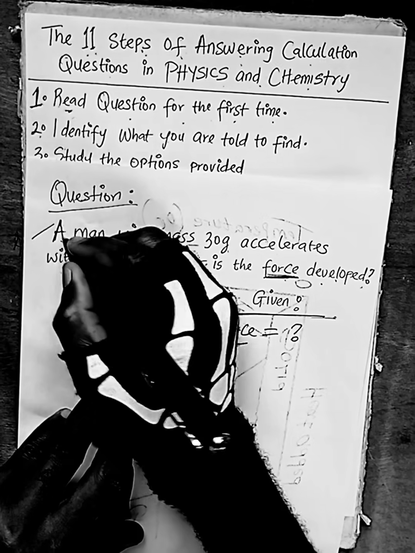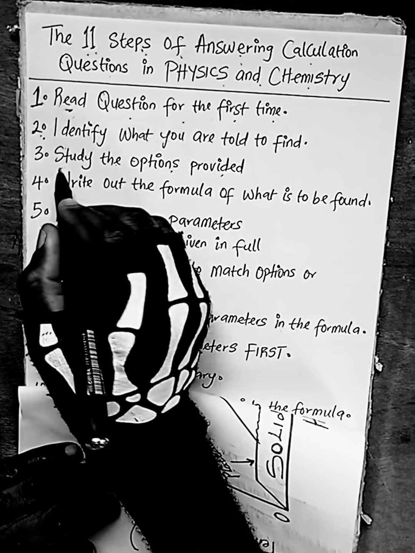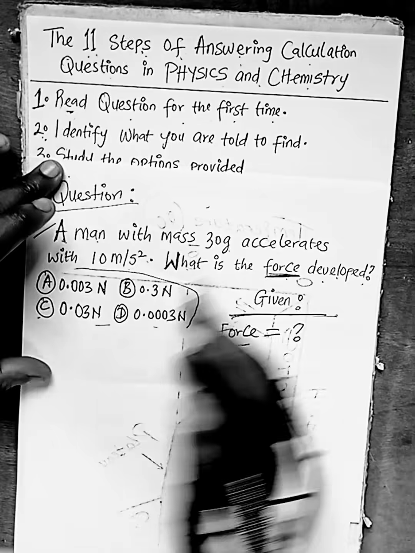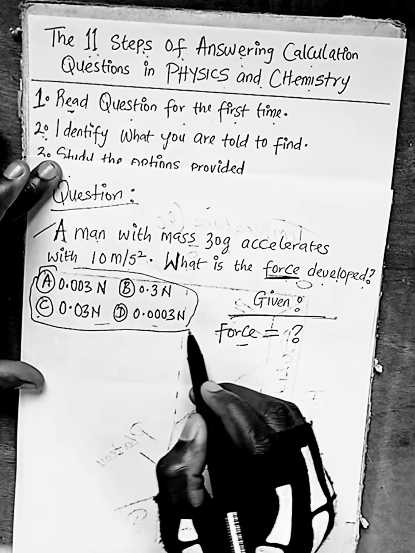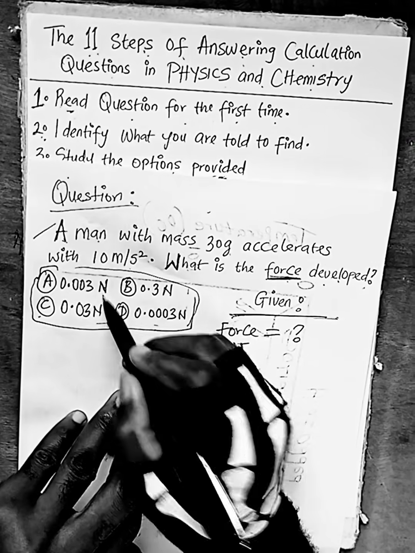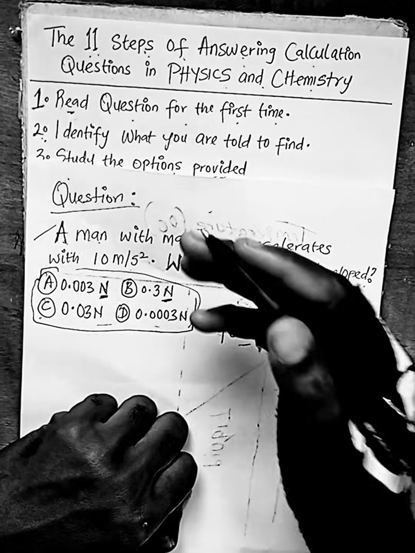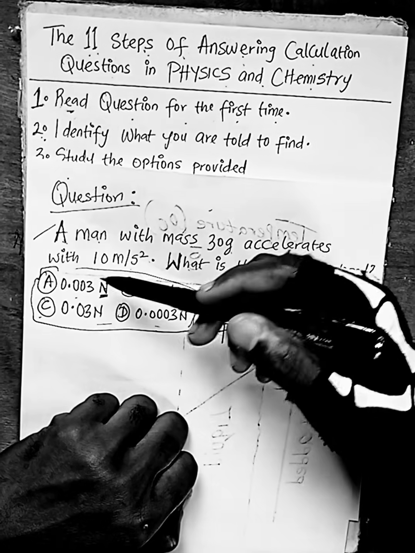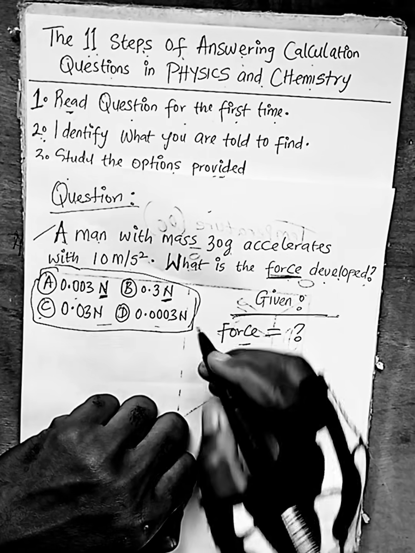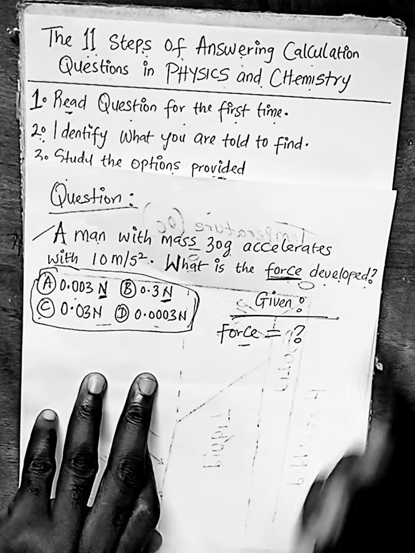We move over to the next, which is number 3. Step number 3 says study the options provided. These are the options provided, for illustration's sake. While we are looking at the options provided, we are looking at the units that the options are represented in. That is what is going to guide us in providing our answer. Are the options represented in standard form? Are they represented in decimal? Are they represented in figure? That should give you a clue on what your answer should look like. So you are solving to get an answer that matches the options.